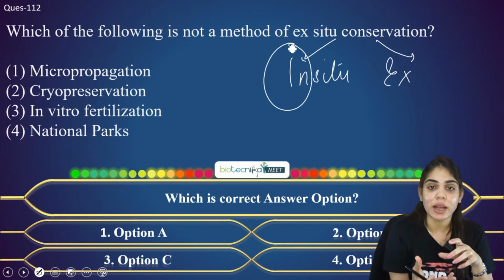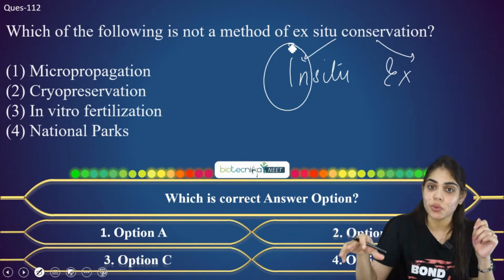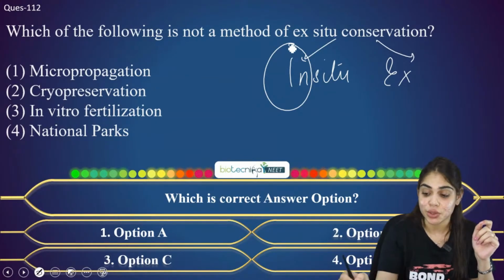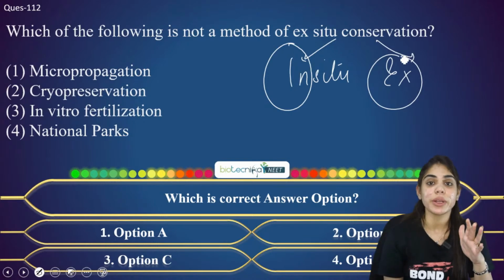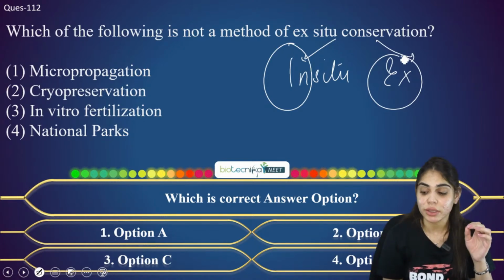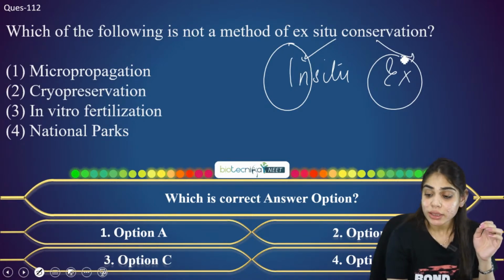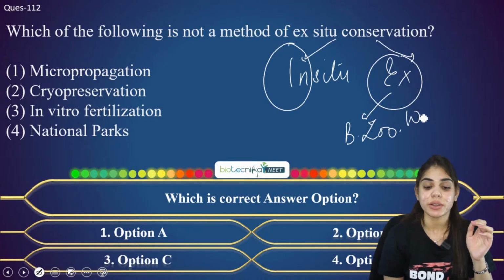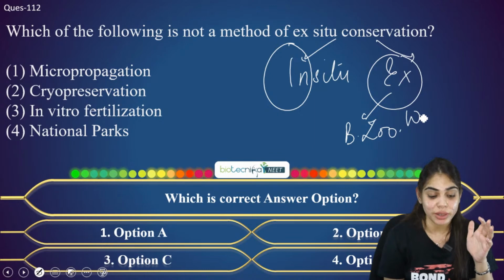And when we are taking out these plants or animals, or we are conserving them in some other habitat or outside their natural habitat, that is what is called ex situ. Now if you know the examples of ex situ conservation, they are botanical gardens, zoological parks, as well as wildlife sanctuaries. Now here you have to select which is not a method of ex situ conservation.